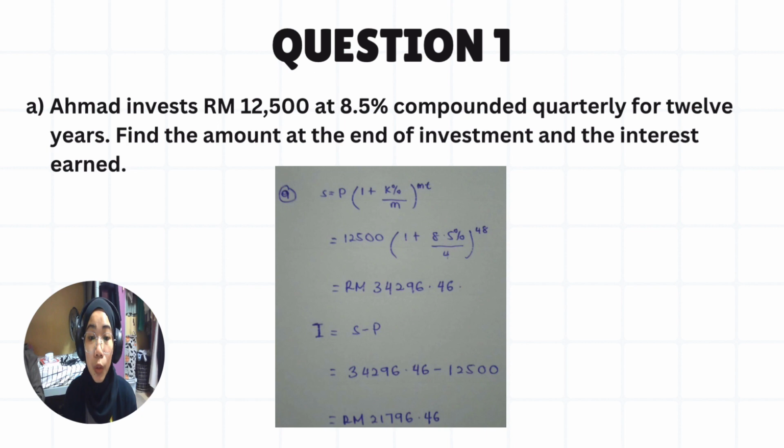34,296 ringgit 46 cents minus 12,500. So the total is 21,796 ringgit and 46 cents.